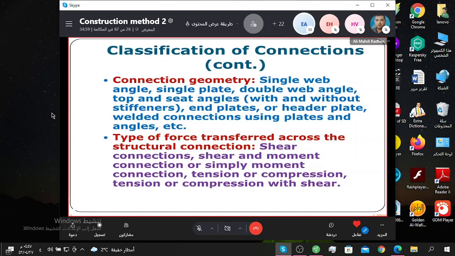Classification of connection. Connection geometry: single web angle, single plate, double web angle, top and seat angles, with and without stiffeners, and end plates or header plates. Welded connections using plate and angle. Type of force transfer across the structure: connection in shear, connection in simple moment, connection in tension or compression with shear.